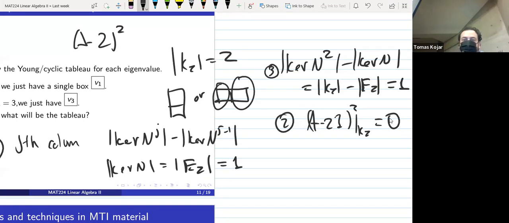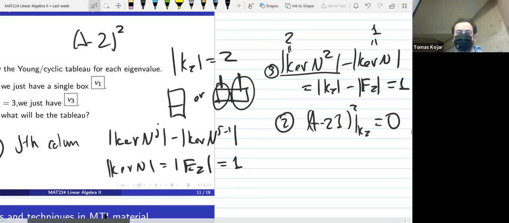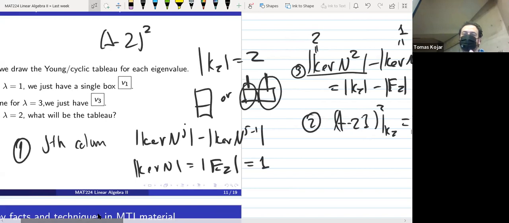Right? Because the number of boxes in kernel of n squared are second column plus first. And so this guy was 2. Yeah, whatever, you get the point. And this one was 1. Okay, you can tell me if you don't get it. But there's multiple ways to get the table. Make sure you are comfortable.